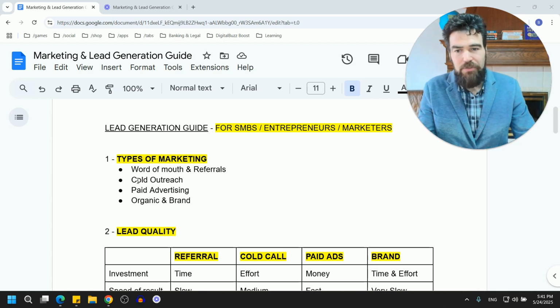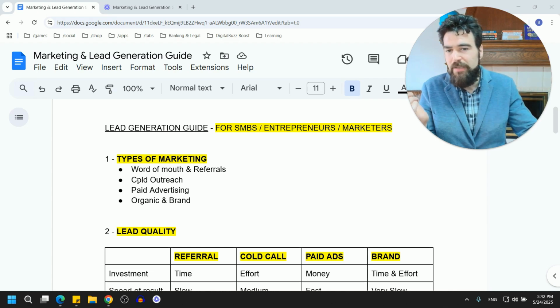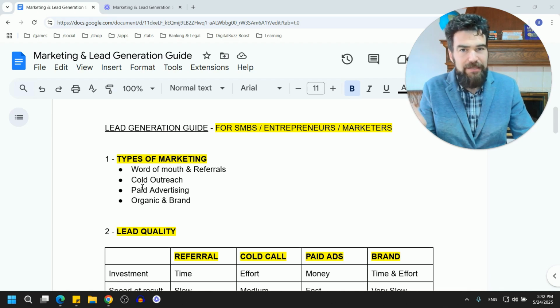Then we have cold outreach. So these are things like sending emails or calling up people or knocking doors even. But this is going out to people that you don't know at all. Then we have paid advertising. I think that speaks for itself. It's just advertisement and you pay for the placement on wherever you put it.